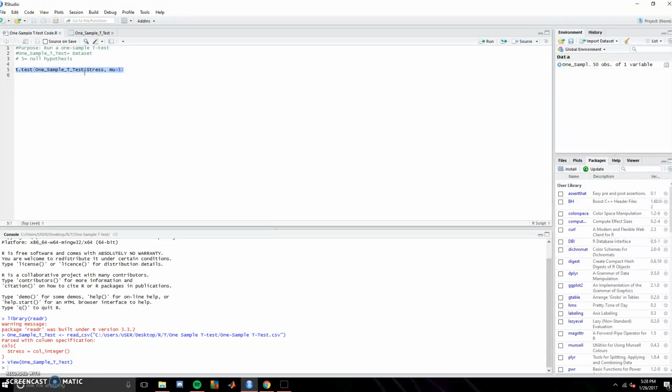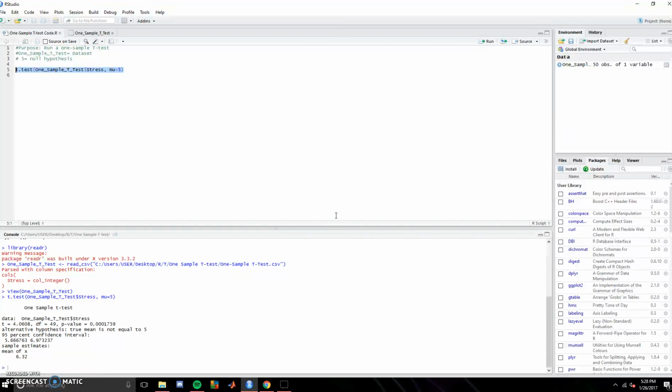So now let's run and see what we have. We have a t of over 4. And a p-value less than 0.001. So these are significant findings that would support the alternative hypothesis that the group mean is not equal to 5.